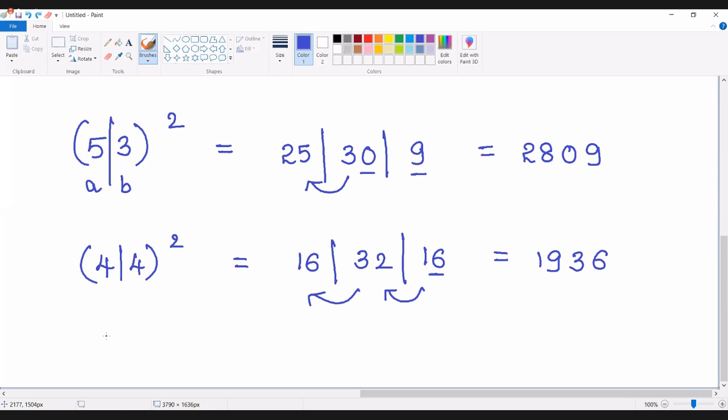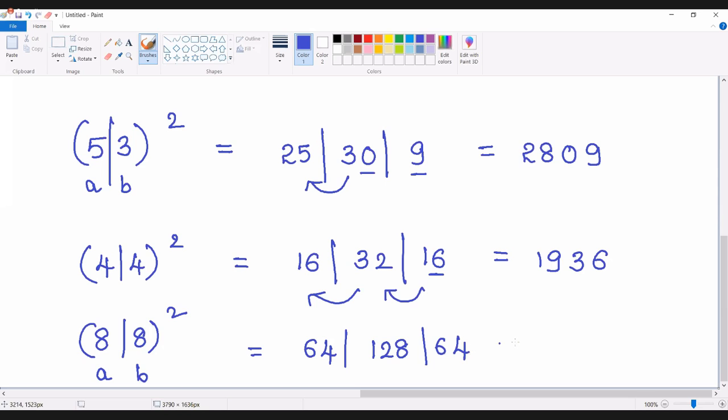Let's assume I want to find out what is the value of 88 square. 88 square is nothing but a value is 8, b value is 8. So you can apply a plus b whole square logic here. 8 square is nothing but 64. 2ab is nothing but 2 times 64, 128. Again 8 square is nothing but 64. So the last digit is going to be 4 here.